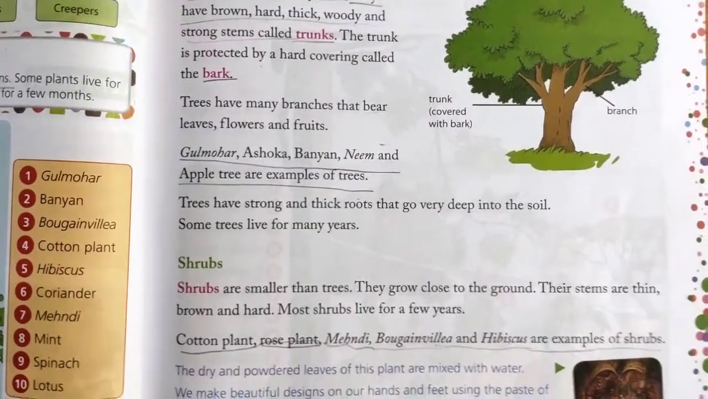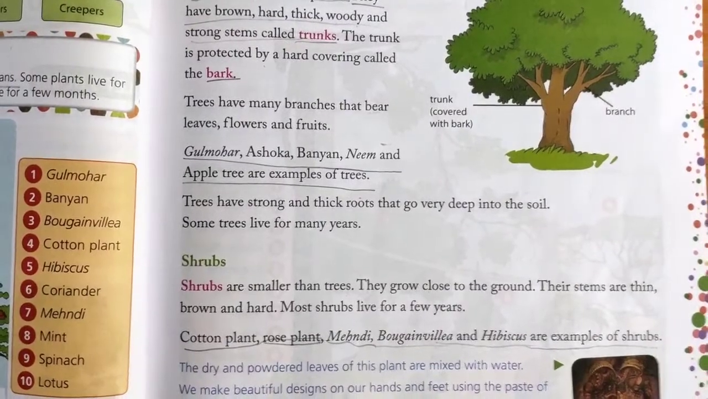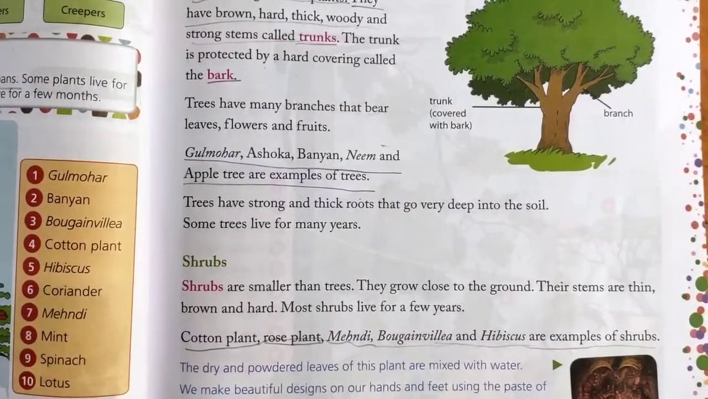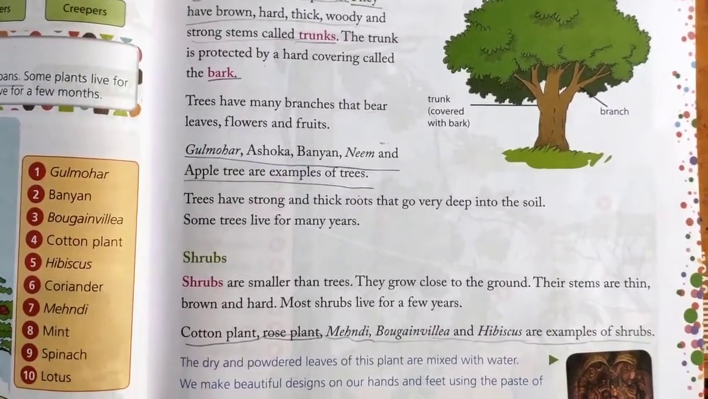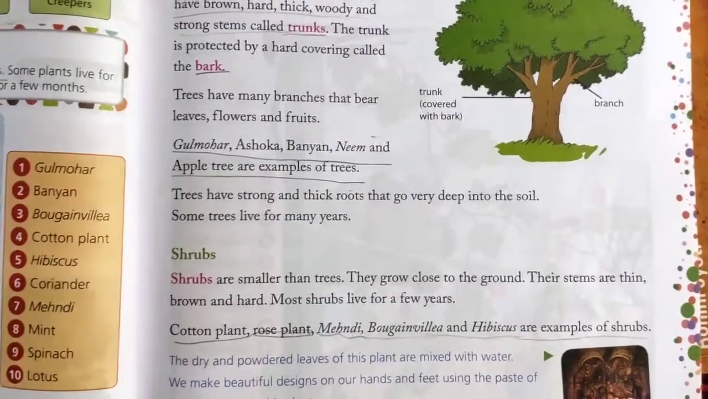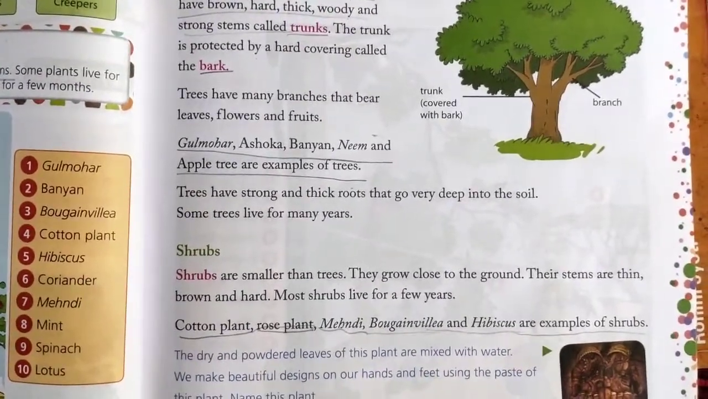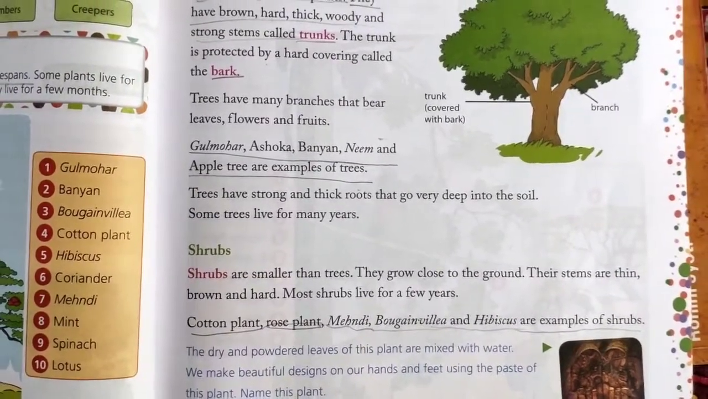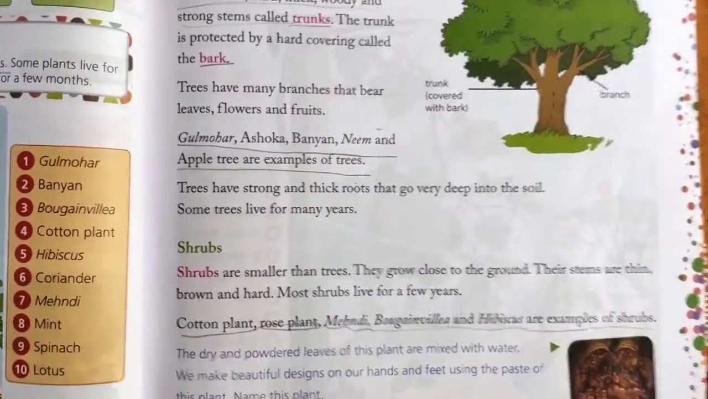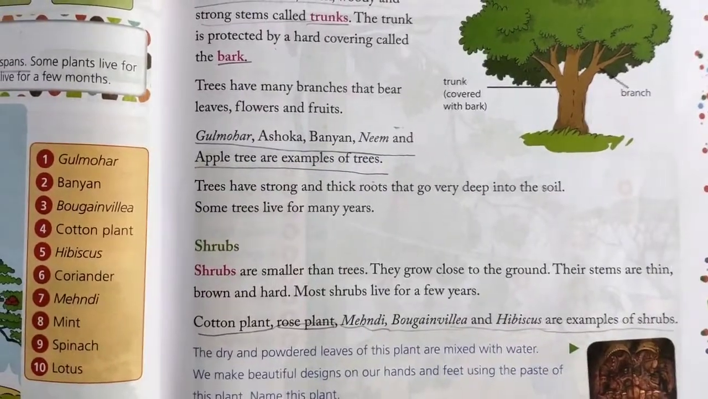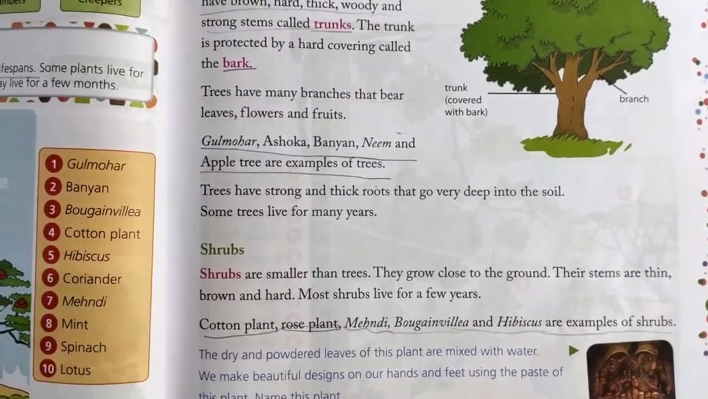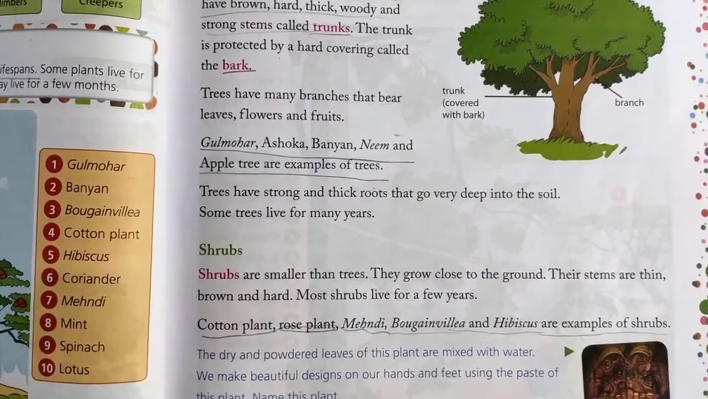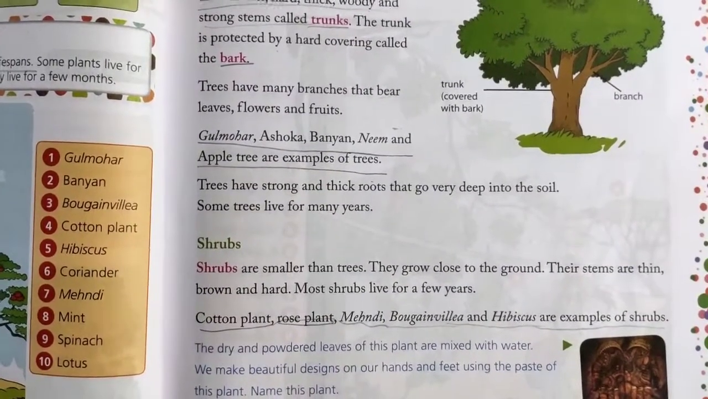Trees also have many branches, and the branches bear leaves, flowers and fruits. As you can see, students, the trees have many branches and the branches have what? Flowers, fruits and leaves. Examples of trees are given here in your book. You can see Gulmohar tree, Ashoka, banyan tree, neem tree and apple tree. These are examples of trees.